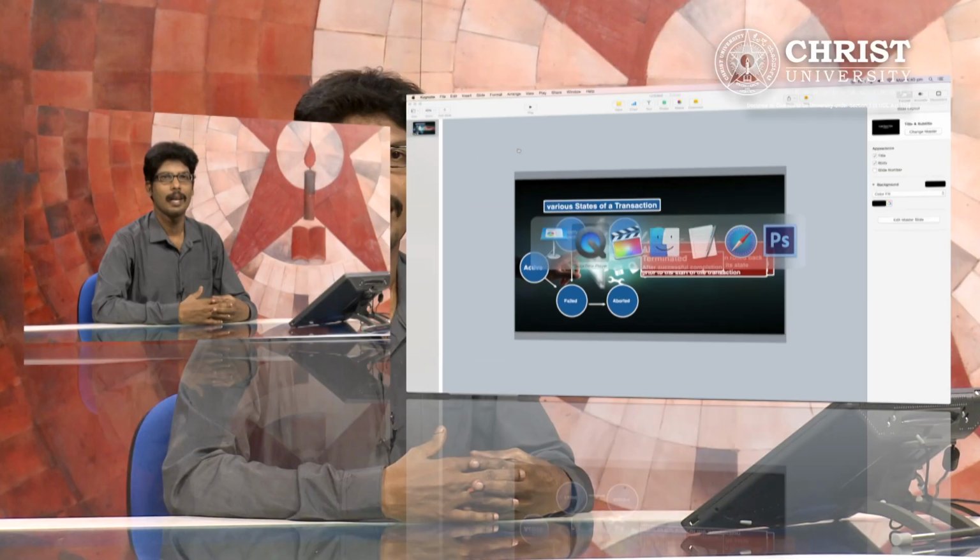A transaction starts in the active state. When it finishes its final statement, it enters the partially committed state. At this point, the transaction has completed its execution, but it is still possible that it may have to be aborted. When the last information is written to the disk, then the transaction is committed. A transaction enters failed state after the system determines that the transaction can no longer proceed. It may be because of hardware or logical errors. Such a transaction must be rolled back. Then it enters the aborted state.